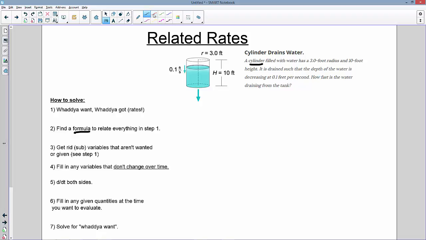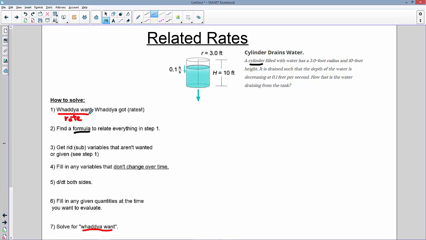Okay, so a couple of things. The first thing we have to identify is what they are asking for, right? And that's also going to be down here. Obviously, my last step is I want to solve for that variable. So what do I want? And 99.9% of the time, if not 100% of the time, that's going to be a rate.